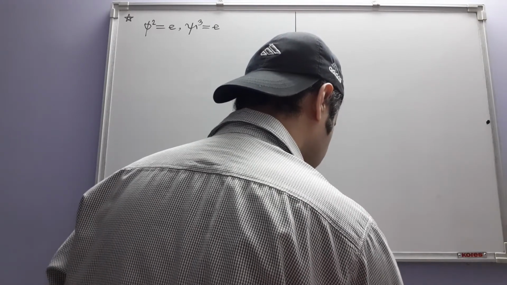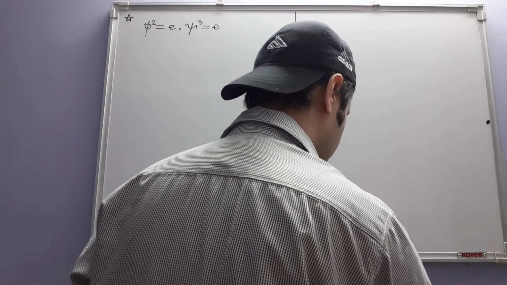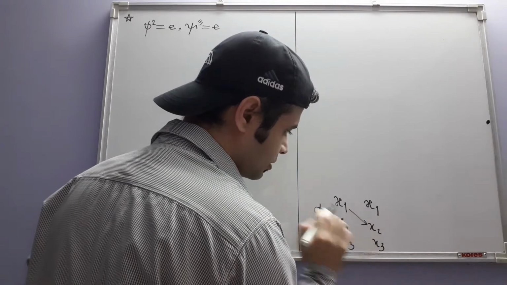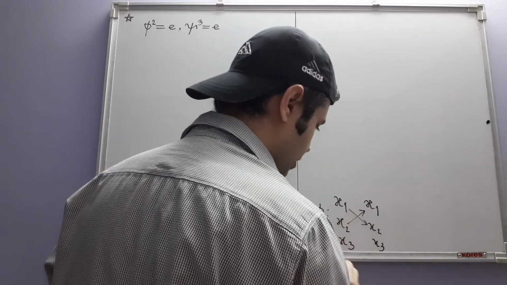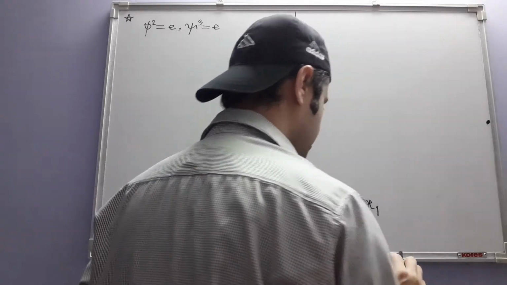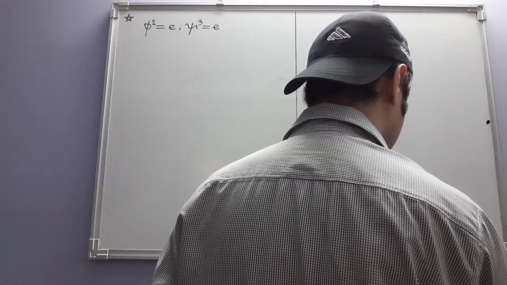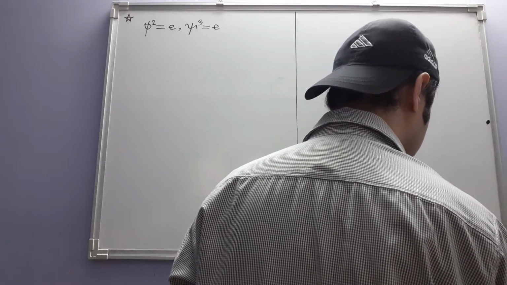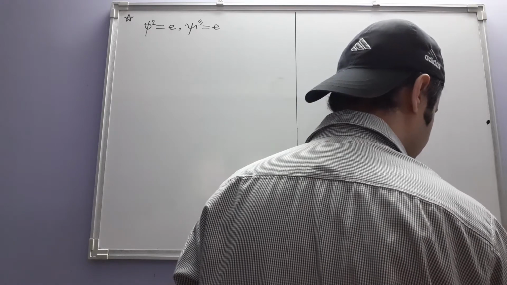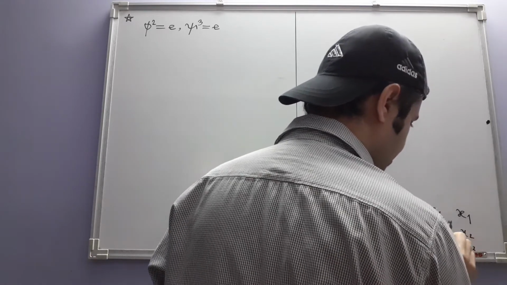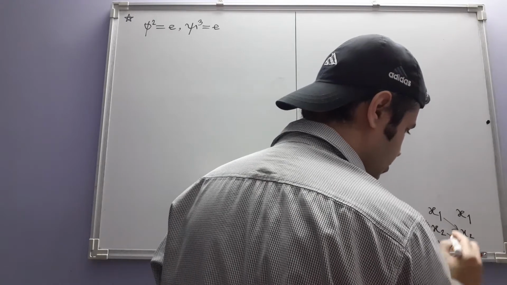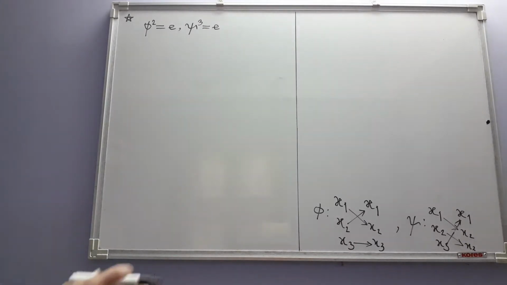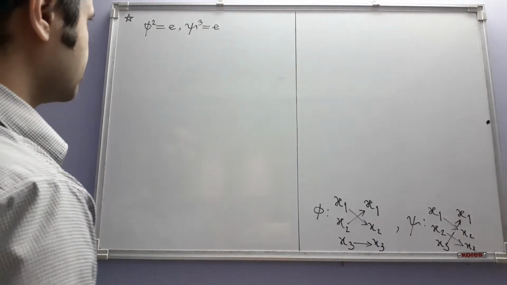x1, x2, x3. So phi maps x1 into x2 and x2 into x1. It does not change x3, and psi changes everything, and it changes the things in this way. So it maps x1 into x2, x2 into x3, and x3 into x1. So we can use it to calculate further things.